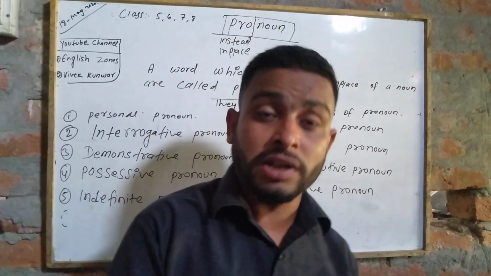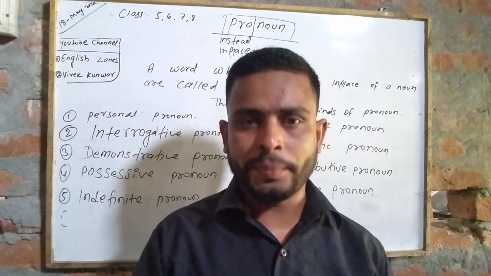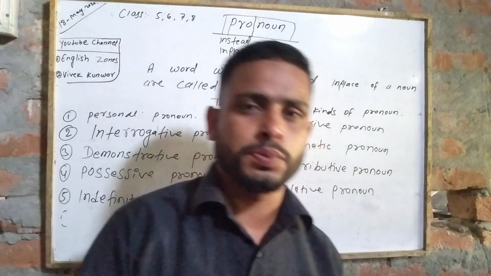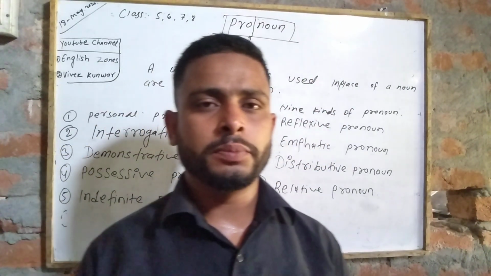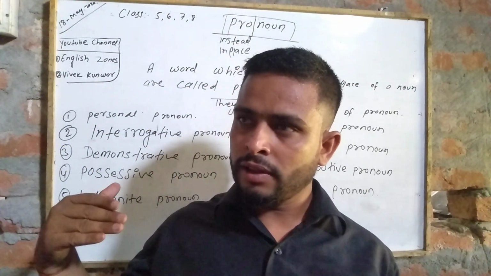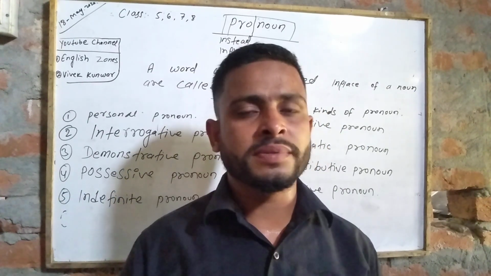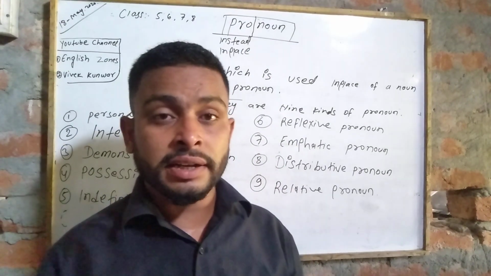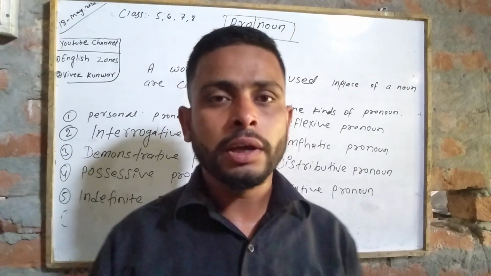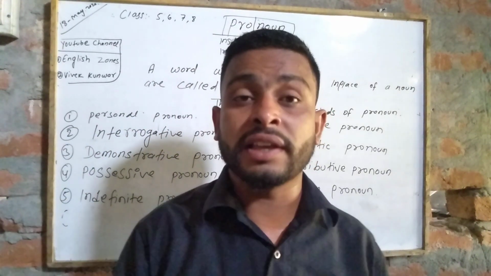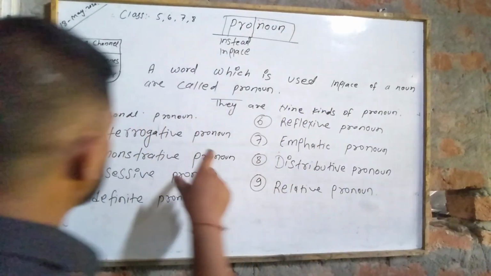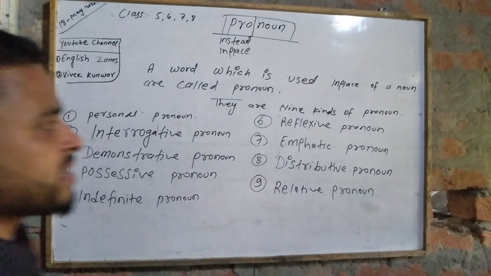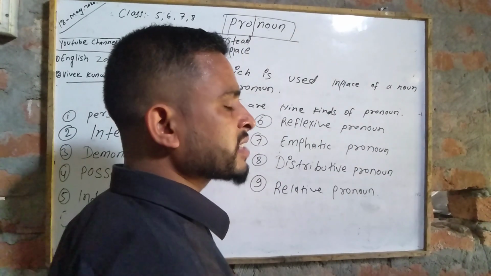If you are in class 4 also, you can compare. This video is for classes 4, 5, 6, 7, 8 according to me. But other students can also compare. If there is a chapter of pronoun in class 4, you can compare how many types are given. If there are 5 types, you only discuss 5 types. If there are only 6 types, you only discuss 6 types.